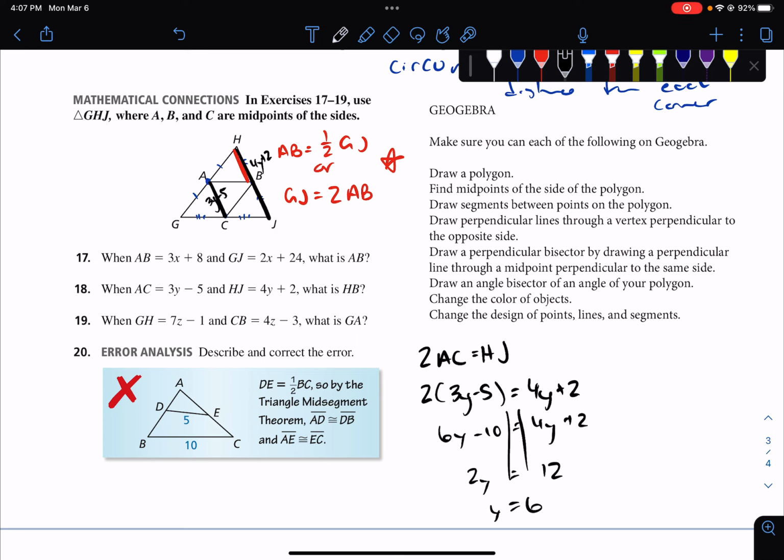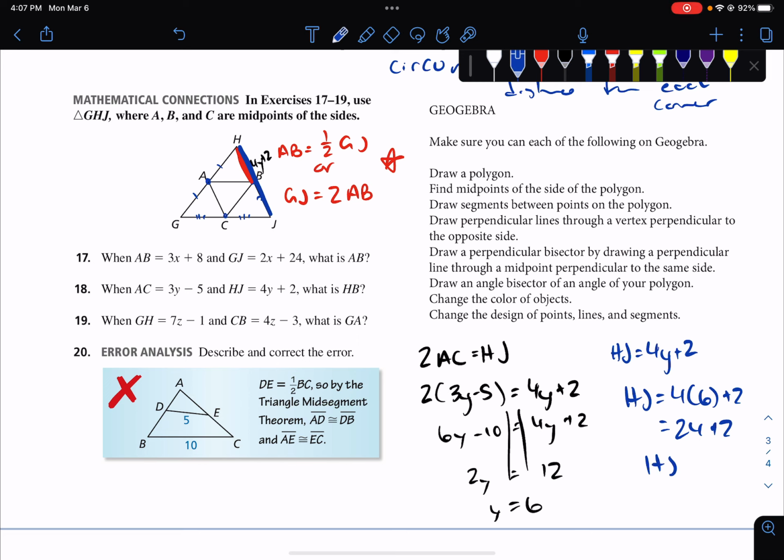It's not my answer, but I know what it is. Somehow I need to use that information to figure out HB, this length right here. Well, I don't know that length, but I know this length, the whole piece, is HJ, 4y plus 2. And since I know what y is, HJ is 4 times 6 plus 2, which is 24 plus 2, so HJ is 26. But I don't want HJ. I just want half of it. I want HB. So just cut that in half. So HB is just 13.